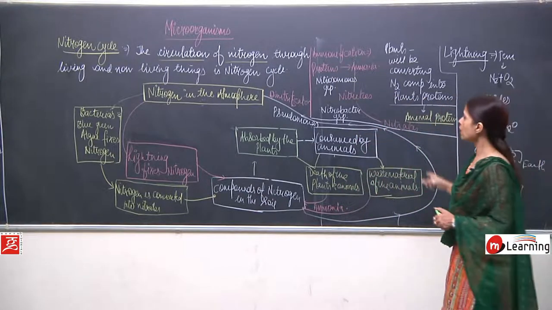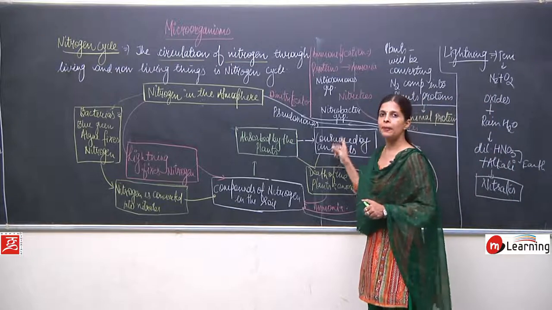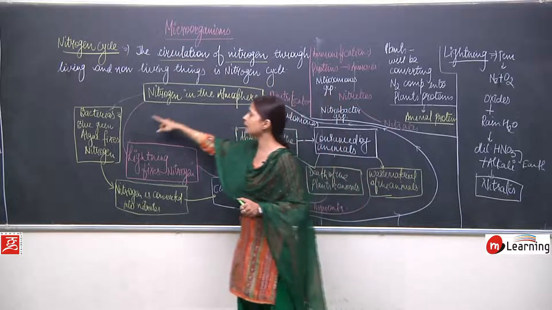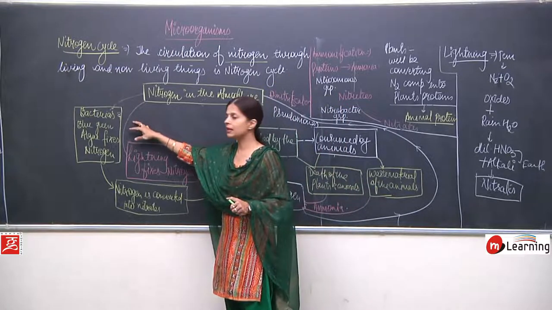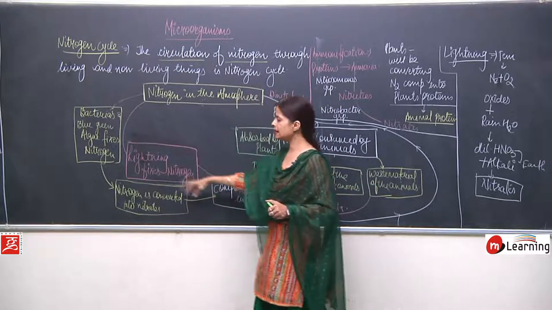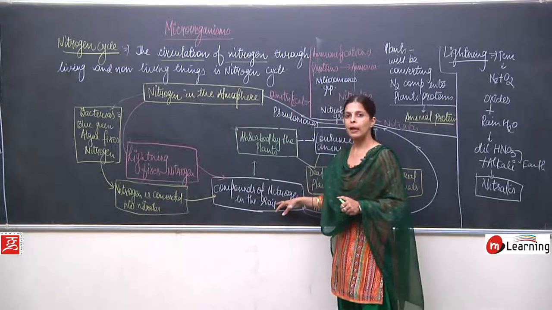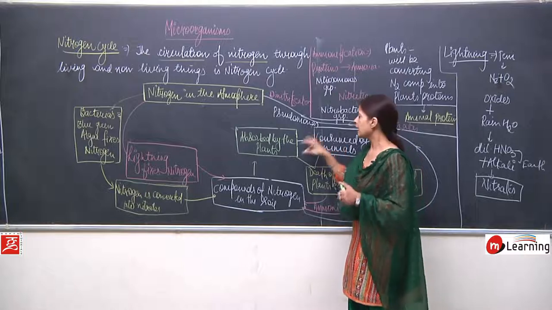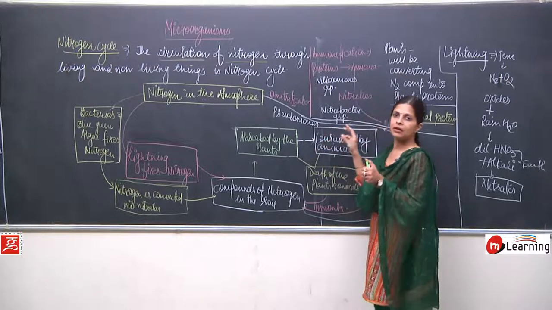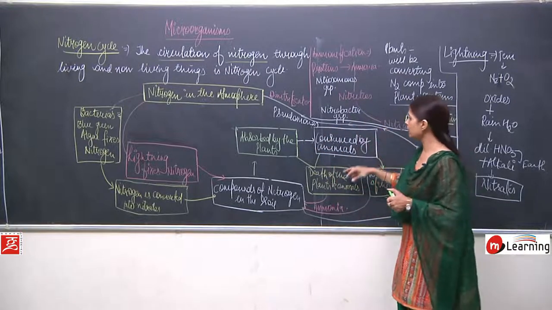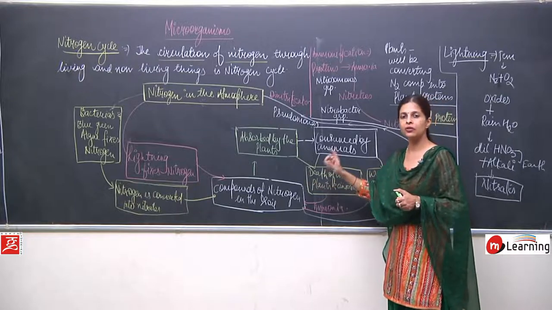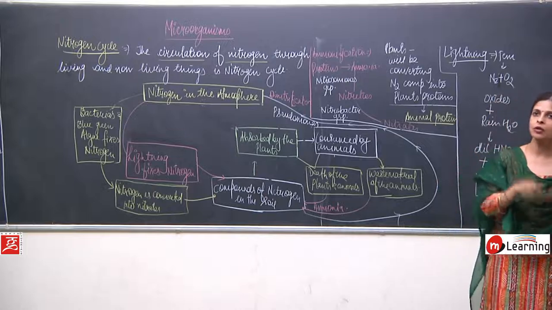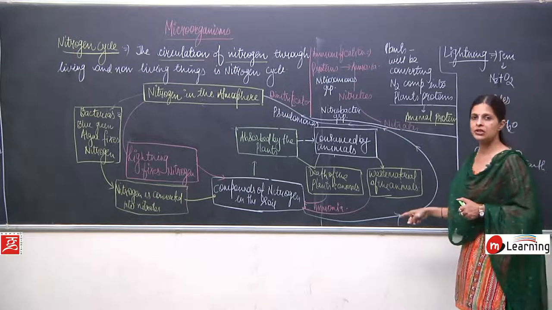So this is all about the nitrogen cycle: how nitrogen is present in the atmosphere, which is utilized or converted by bacteria and blue green algae into compounds. These compounds are absorbed by the plants, plants are eaten by the animals, and after the death of plants and animals, the protein gets converted again into ammonia. When the protein of the plants and animals gets converted into ammonia, it is known as ammonification.